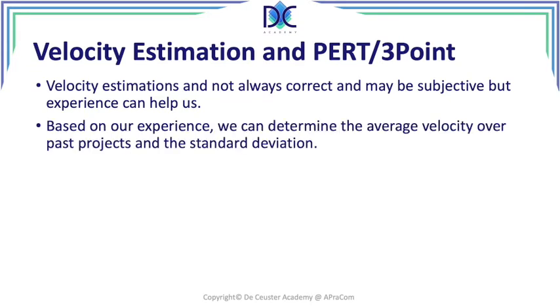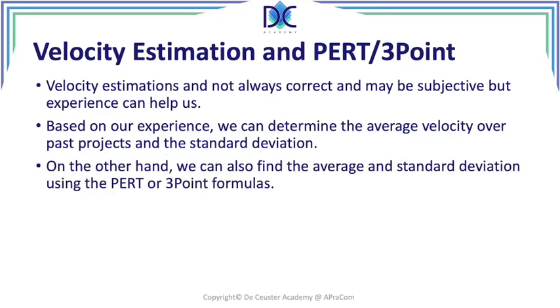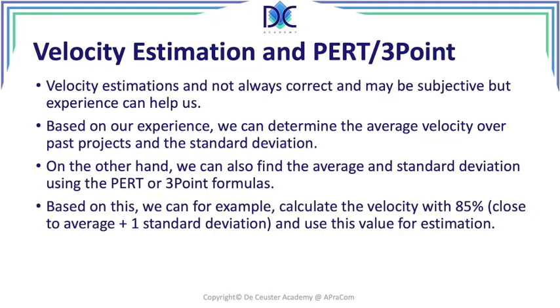We can calculate the average velocity over past projects and the standard deviation. When we have a lot of past projects, we can look at it, we can see what is the standard deviation. Or we can use also the calculations that we did before using the PERT or the 3-point formulas. Basically, here we also get an average and a standard deviation. Now, when we want to calculate the velocity with 85% probability, this is close to the average plus 1 standard deviation, and we can use this value for estimation.